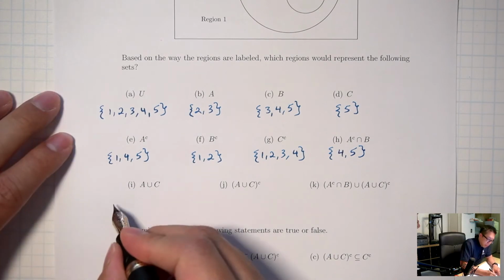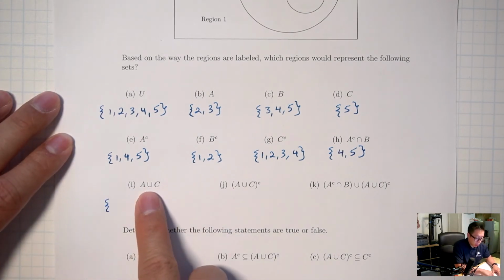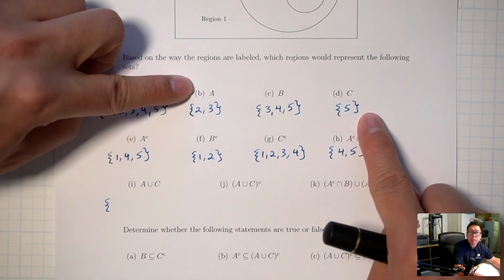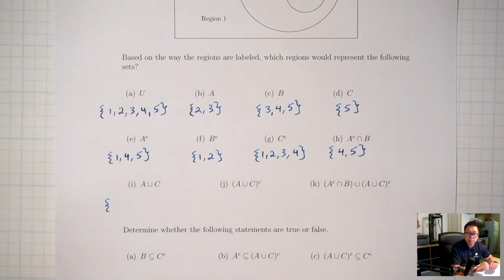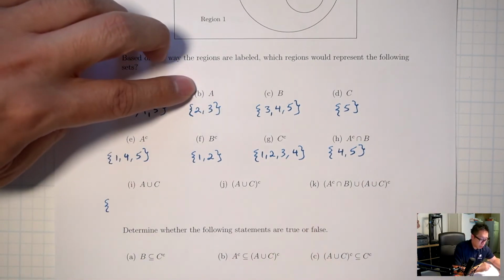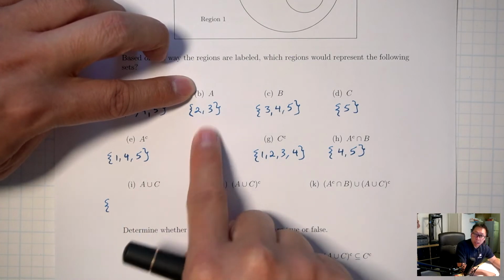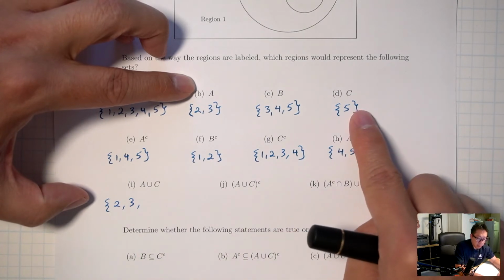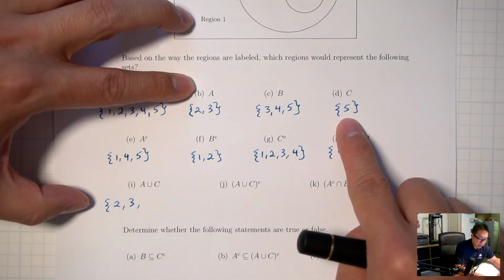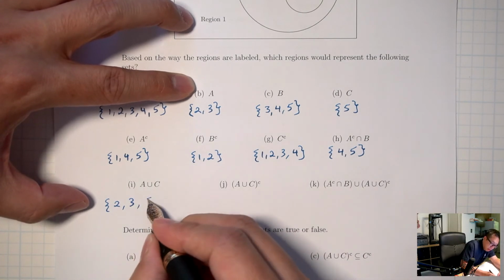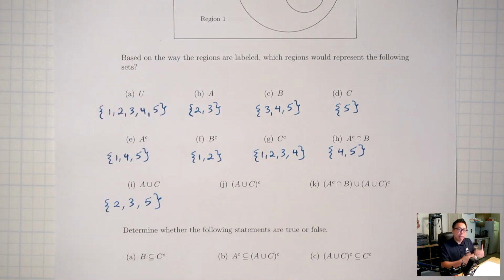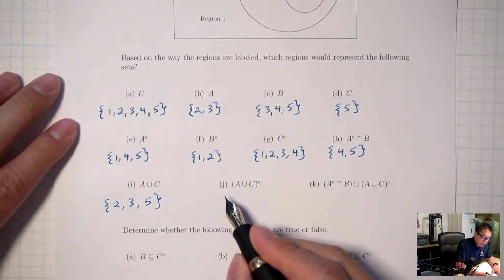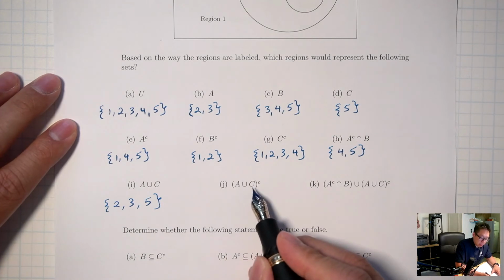Part I. This is regular A union regular C. Regular A is right here, regular C is right here. Union means that we're going to put them together and make a bigger set. Combine them together, make a bigger set. What I usually do is start with the first set and write it out as is, and then look at my second set and add on anything that's new. So 5 is new, so I'll add on 5. And as a last step, put things in order, but in this case, this is already in order, so we're good. Next, part J, this is A union C complement.